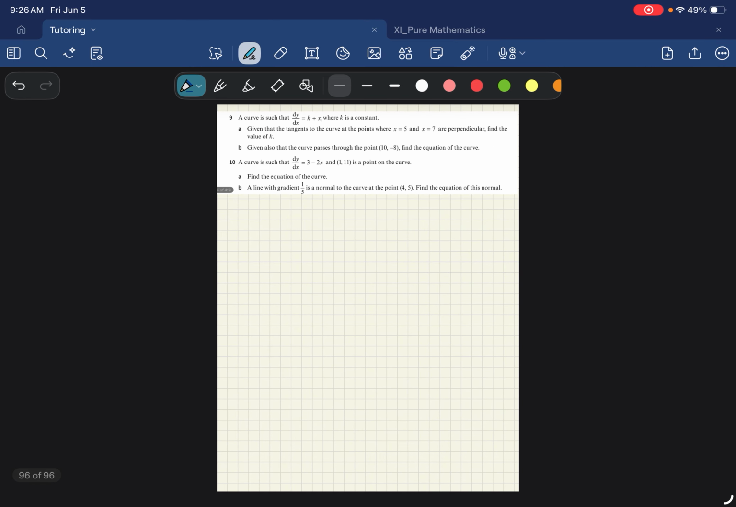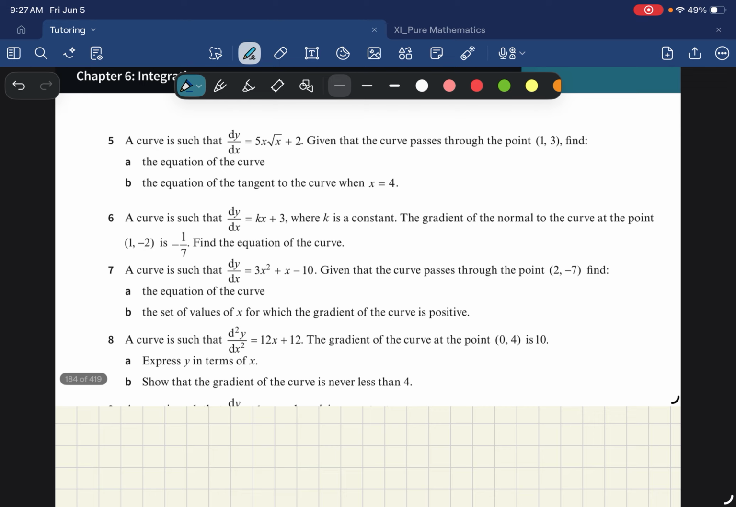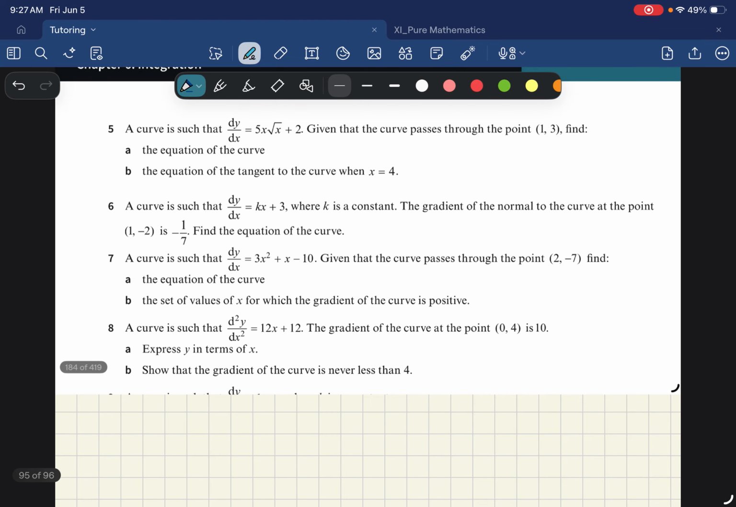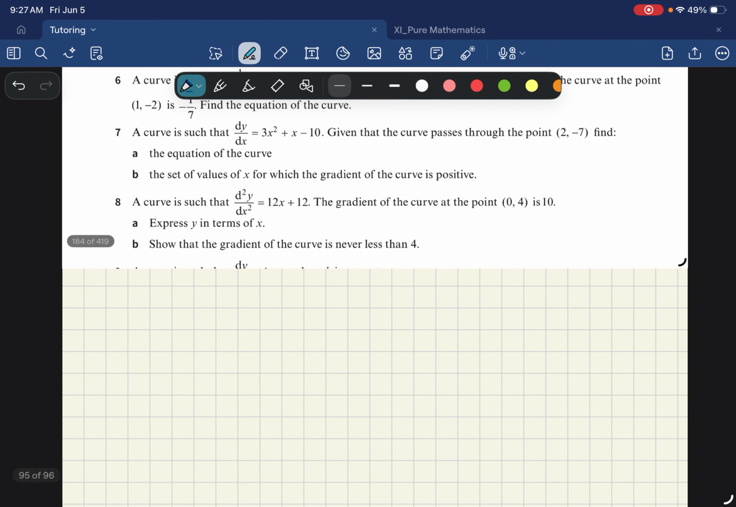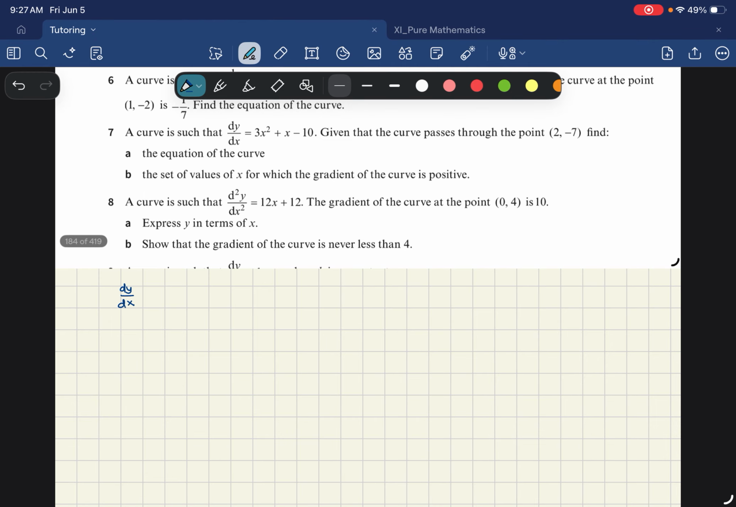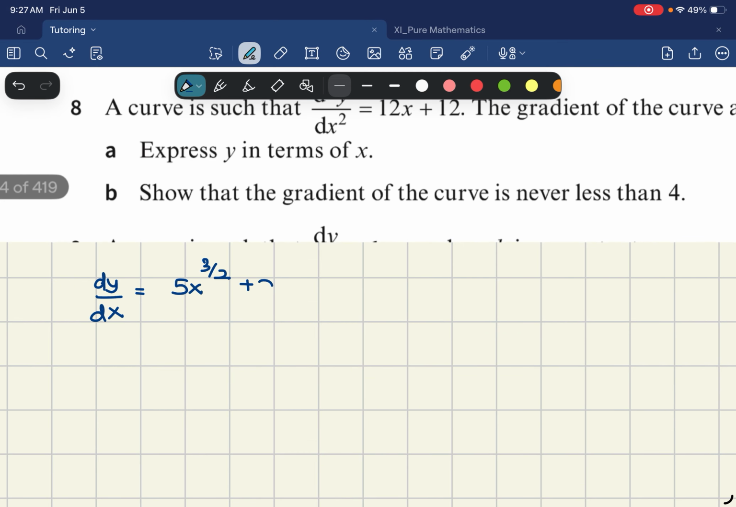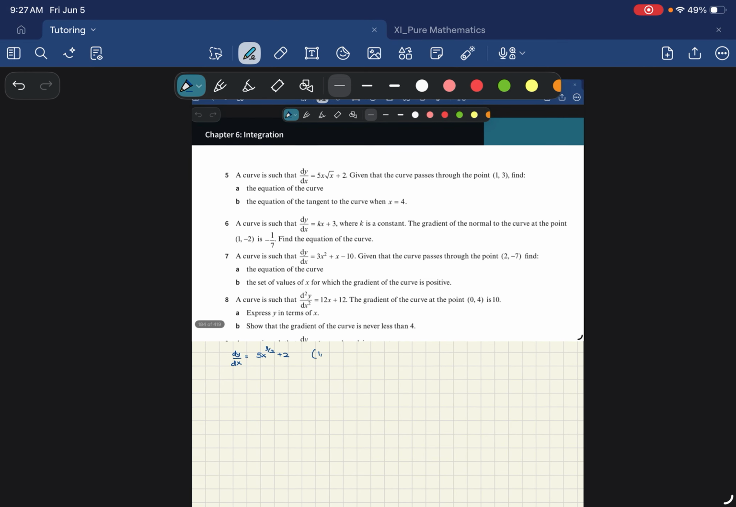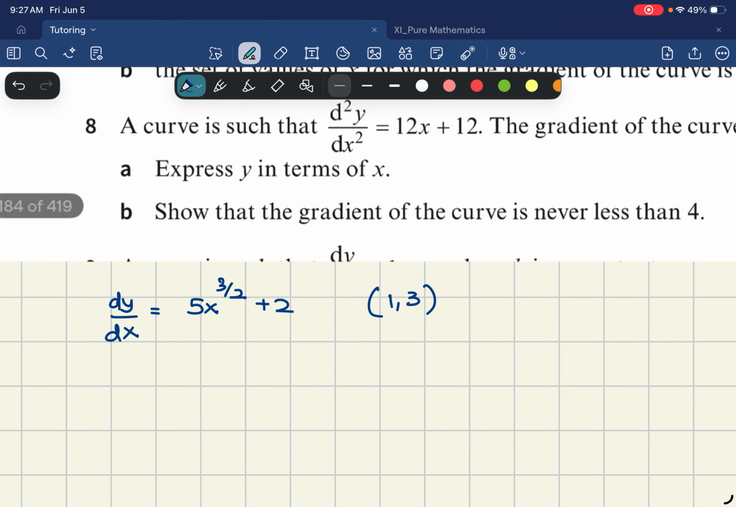And now we are just reviewing some of the questions that we previously did. So this is a tangents and normal question, right? So curve has this equation. Given that the curve passes through, so let me just write it down. We are given dy by dx is equal to 5x times square root of x. So this is just x times x to the power half. X to the power 1 times x to the power half, which you can write as x to the power 1 plus half. And if you simplify everything, you're going to get 5x to the power 3 over 2 plus 2. And the curve passes through the point 1, 3. So find the equation of the curve.